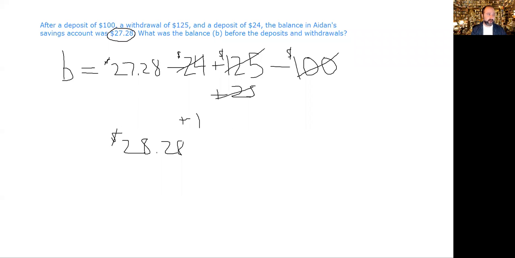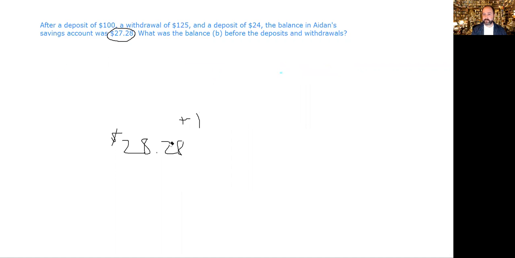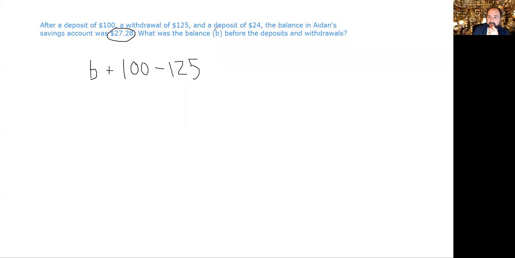Let me do it the other way around, which I think might be easier for you guys to understand. Okay. So what was the balance before all the deposits and withdrawals? So you're looking for this mystery number. So balance before. So we had a balance, all right? And we added $100 and we took away 125 and we added 24 and that equaled 2728, okay?